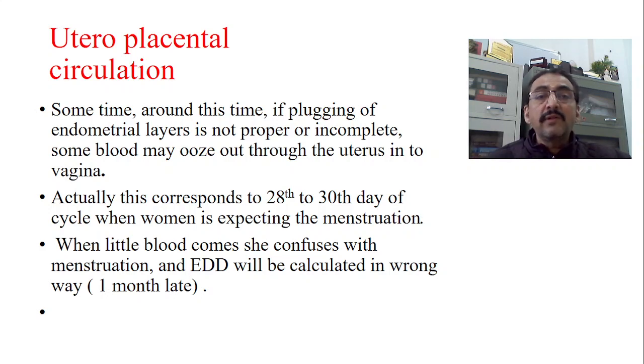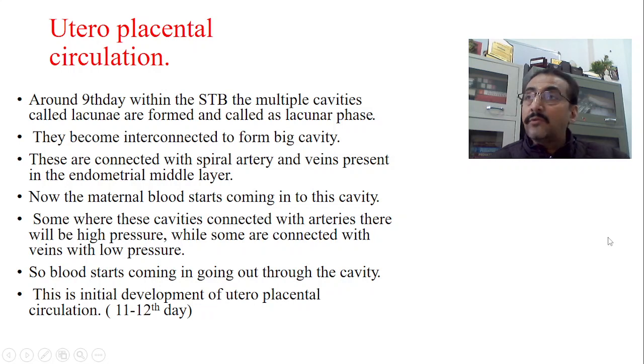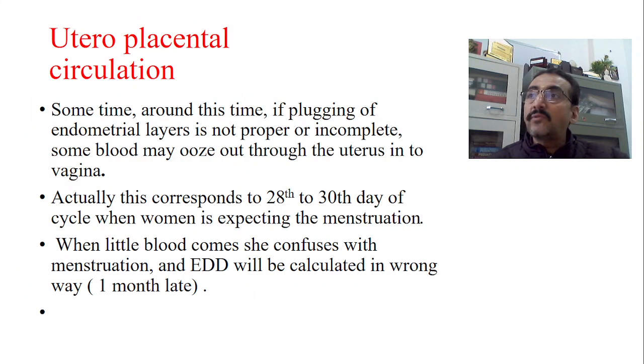But around this time, sometimes this plugging of these arteries into the cavity of the blastocyst, what we say extraembryonic coelom, is not up to the mark, and some of the blood may ooze out into the uterine cavity and pass through the vagina, some amount of the blood. Okay, so actually this corresponds to 28th or 30th day of the cycle. See, 11th or 12th day this is happening. Suppose the ovulation is taking place on the 14th day, then add 12 days to 14, then 28, 30. So on the 30th day this is actually happening.